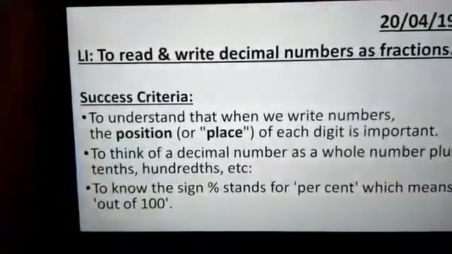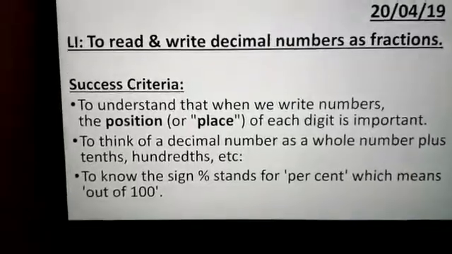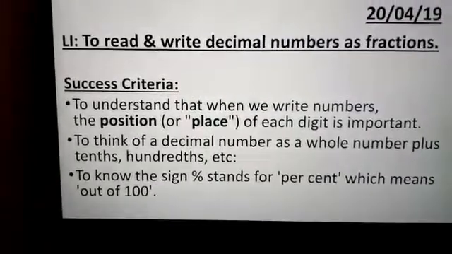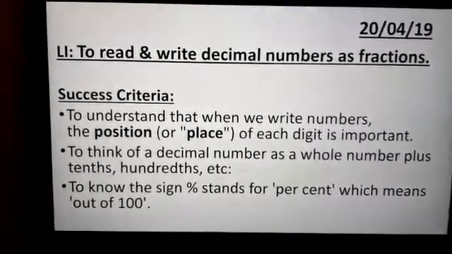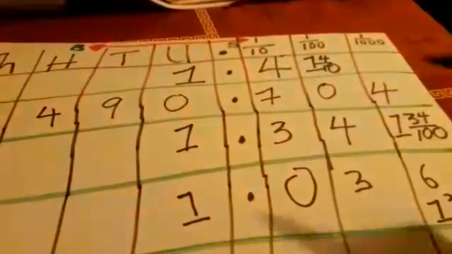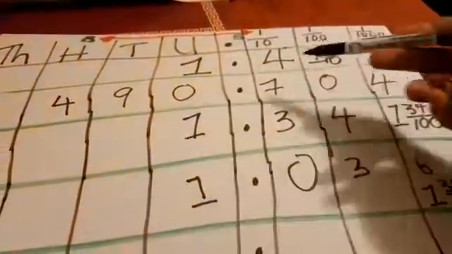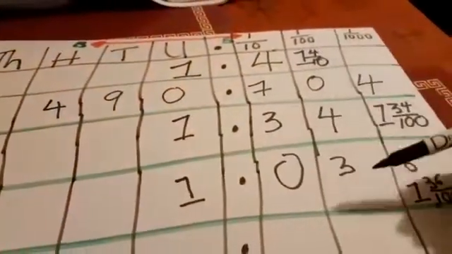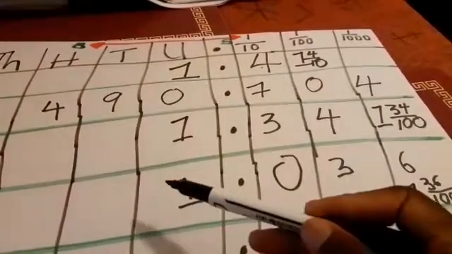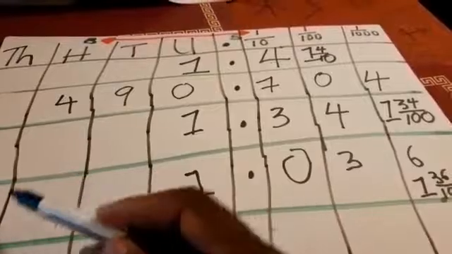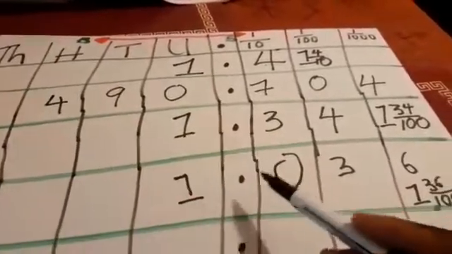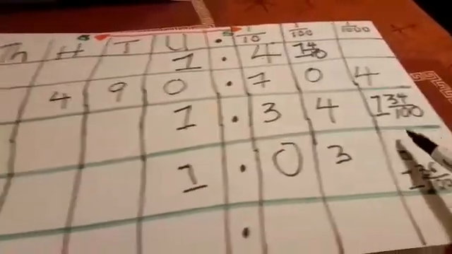So go back to your success criteria. Understand that when we write numbers, the position of each digit is important, and think of the decimal number as a whole number plus tenths and hundredths, which is exactly what we've done here. Grid, column, each digit is under the right number. Anything before the decimal is whole numbers: the units, the tens, the hundreds, the thousands. Anything after the decimal is a fraction.